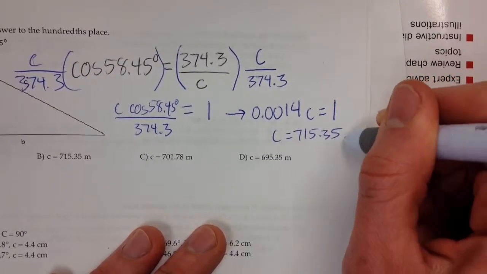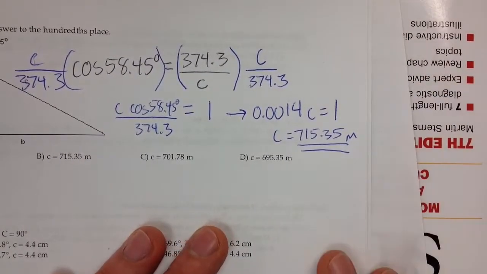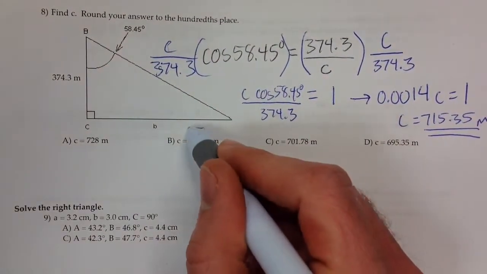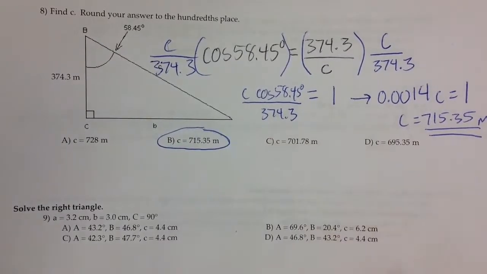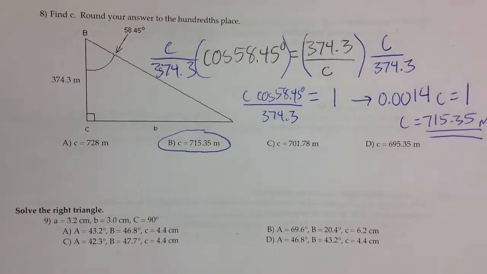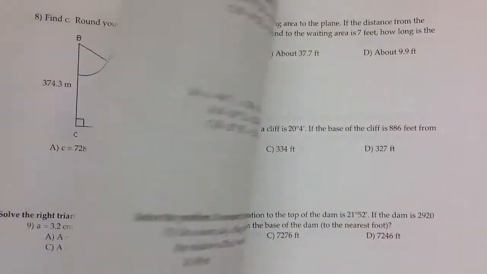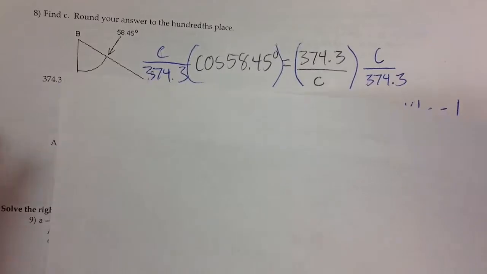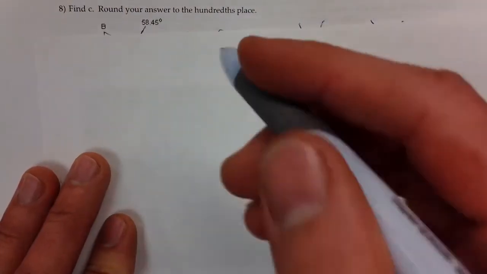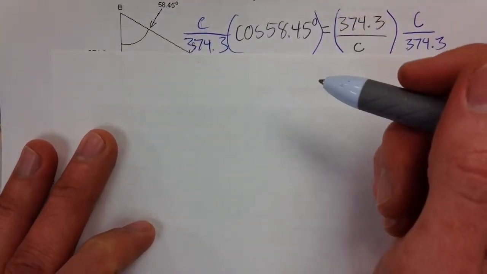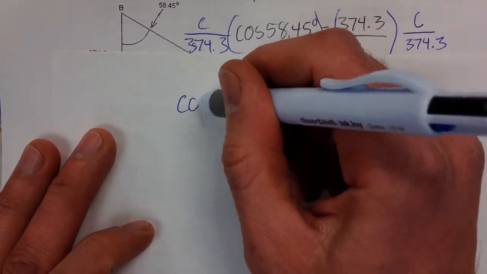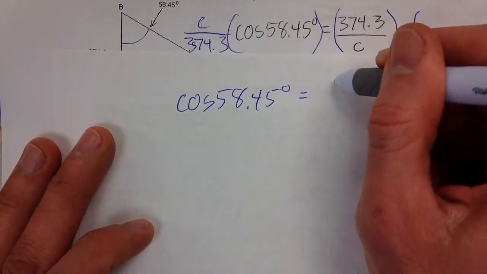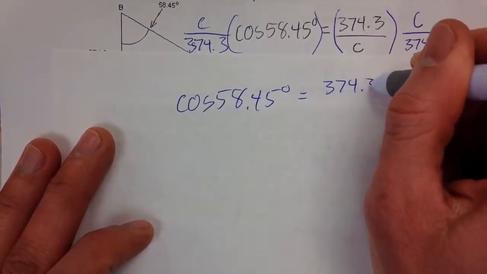I don't want to dismiss anyone's legal maneuvers. And if you did it a different way, good for you. So, Melanie, I will give you some advice because I've been doing this for a long time. Here's my advice as your coach or your mentor. Start off with what you had originally. Cosine of 58.45 equals 374.3 over C.